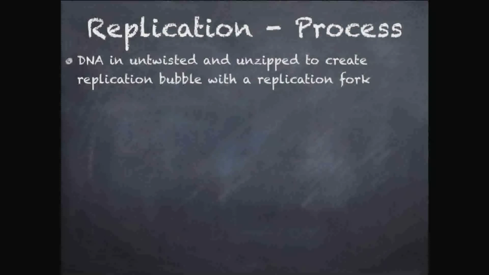All right, so there's a very specific process to replication. First, we have to untwist and unzip to create a replication bubble and a replication fork. So if we think about the drawing from before, this red is our initial strand, our parent strand. And we're adding these new blue strands. This right here is called the replication fork. And it looks just like a fork. We're taking the two strands and separating them.